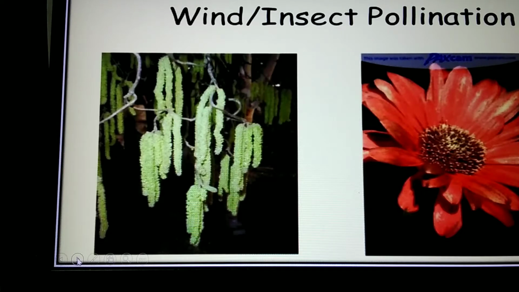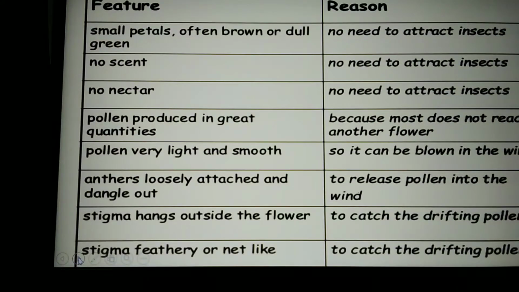So what are the features required for the wind pollination? That is, wind should be an agent. Means what are the features required and what is the reason? See, if the pollen grains from the flower has to be transferred by the wind, it will have small petals, often brown or dull green color, no fragrance or no scent, no nectar also, because it does not need to attract insects. Pollen produced will be in great quantities, that means in large quantities, because most of the pollen will be wasted when wind blows.